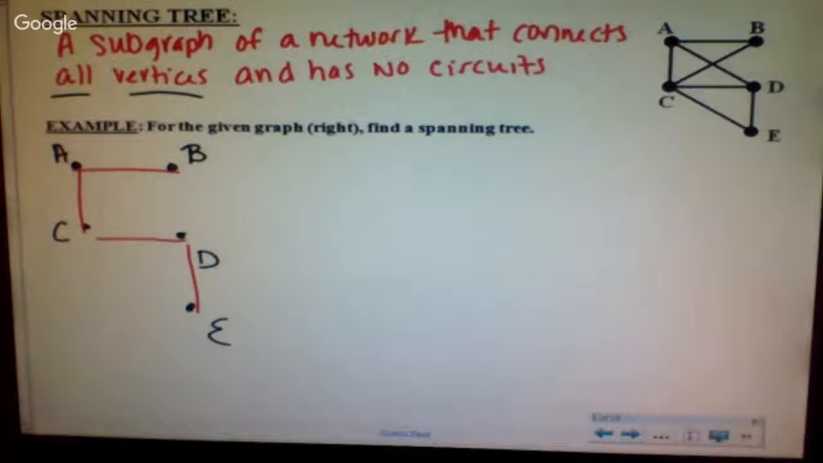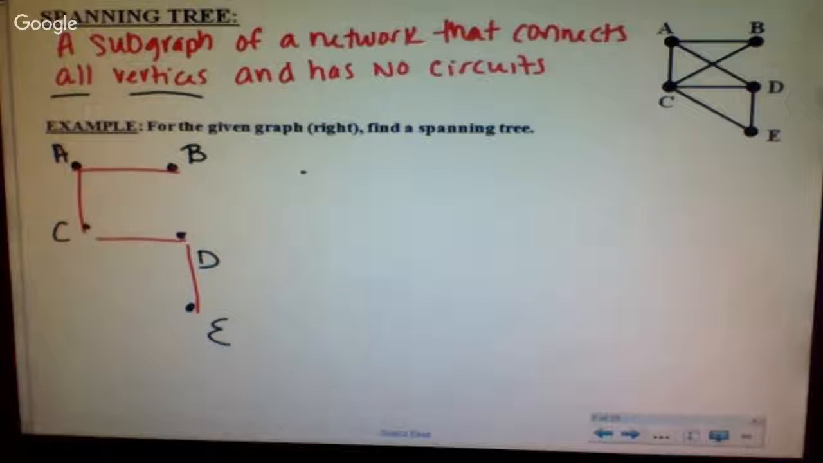You have to connect all of your dots with lines from your original graph. So what I mean by that is you can't connect B to D because there was no original line there. And again, because you have 5 dots, you always have 4 edges. If there were 7 dots, you'd have 6 edges. There's always 1 less edge than dots.